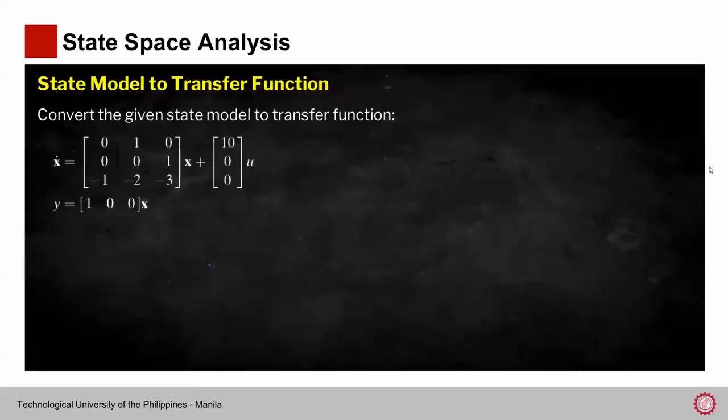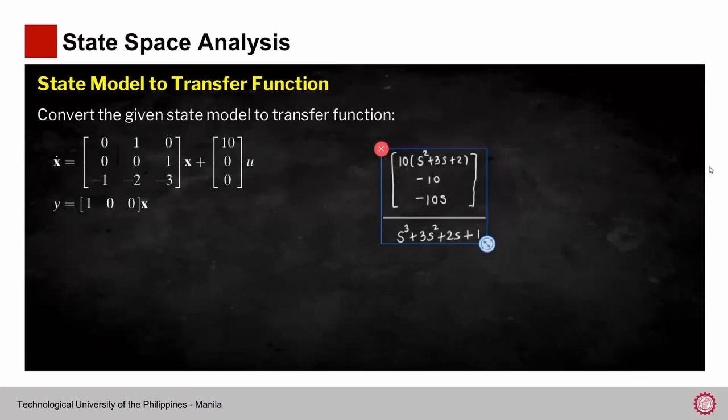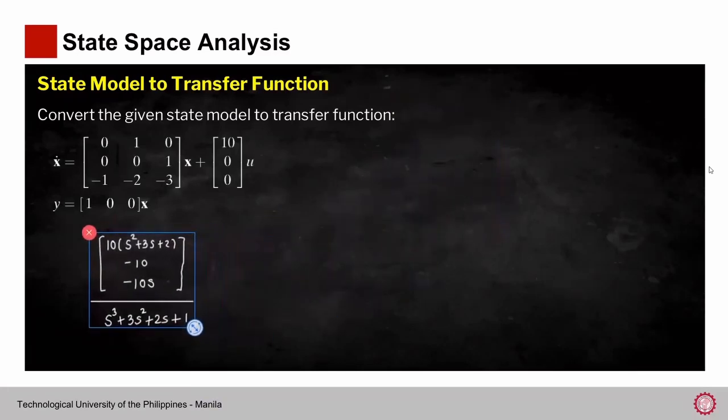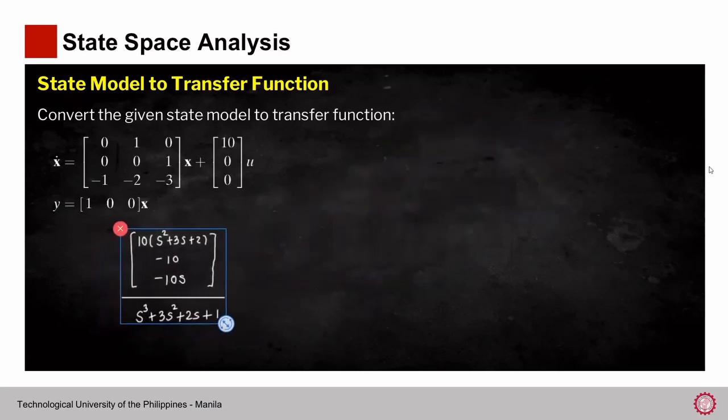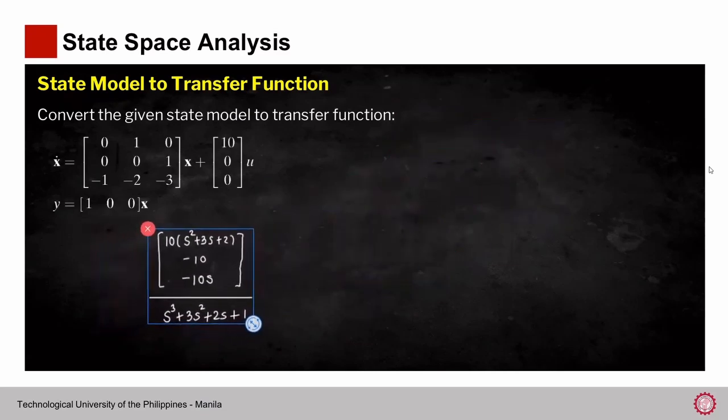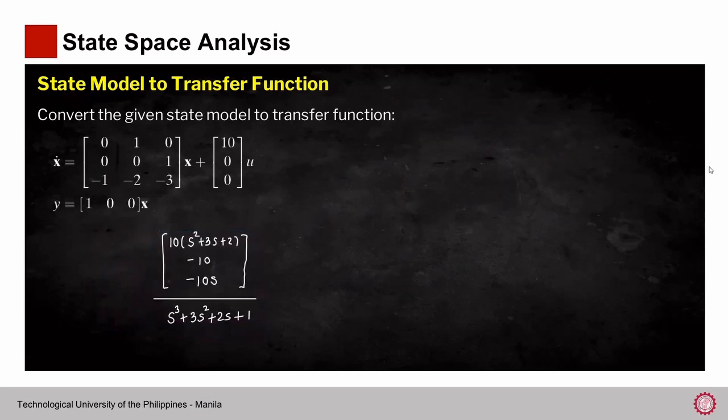Okay. So this is the continuation of our solution. This is the result from earlier. This is nothing but SI minus A inverse times B. That's it. And finally, guys, what do we need?